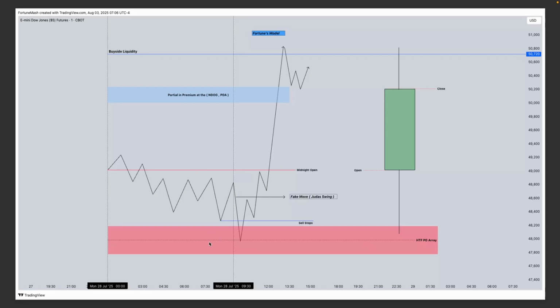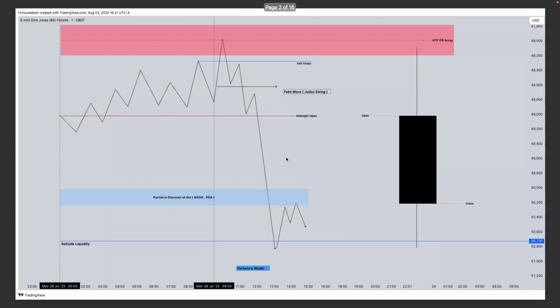Once that manipulation phase is complete at 9:30 a.m. and price shows a clear willingness to move in alignment with my bias, I look to enter in the direction of the intended move, targeting key liquidity levels such as old highs, previous day highs, imbalances, and relative equal highs. The same logic applies in the bearish scenario, just inverted.